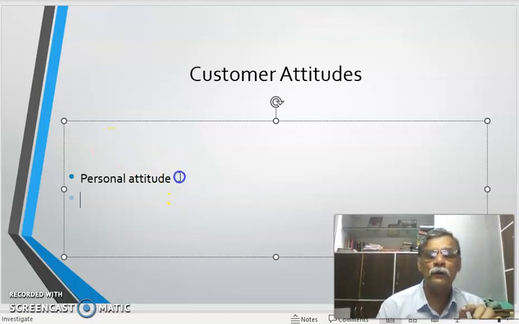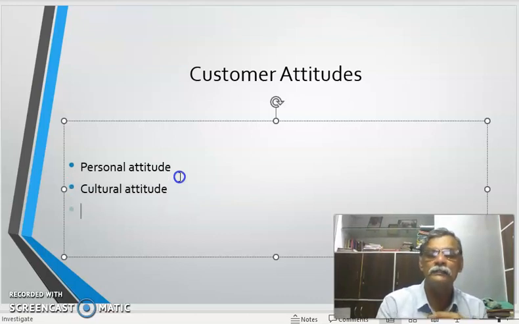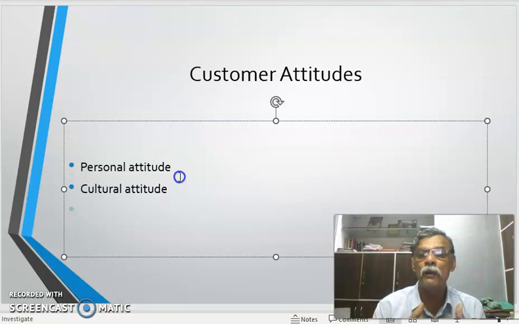Then the second type of attitude is, you can say, cultural attitude. Cultural attitude में आपका बैकग्राउंड क्या है, आपका फैमिली बैकग्राउंड क्या है, आप किस कल्चर से आते हैं, आप मिडिल क्लास को बिलोंग करते हैं, अपर क्लास को बिलोंग करते हैं, since your father and your great-grandfather days. तो वो कल्चर आप कैरी करते हैं जब आप कंज्यूमर बनते हैं या कस्टमर बनते हैं. For example, your father was a very simple person.